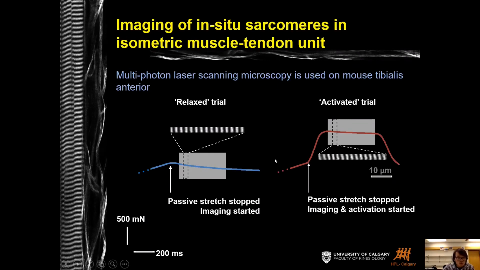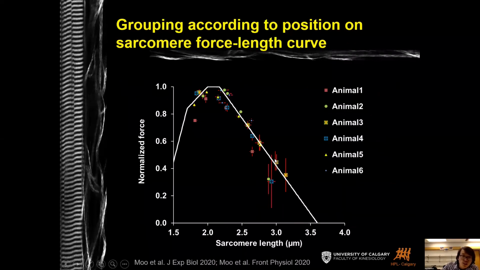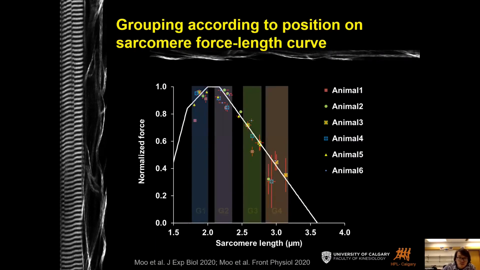After that, we plotted the data on the sarcomere force-length curve for mouse TA and grouped the data based on their locations on the force-length curve. Group 1 is on the ascending limb, while group 4 sits on the lower part of the descending limb. Then we did data analysis similarly as described earlier for the myofibril preparation.